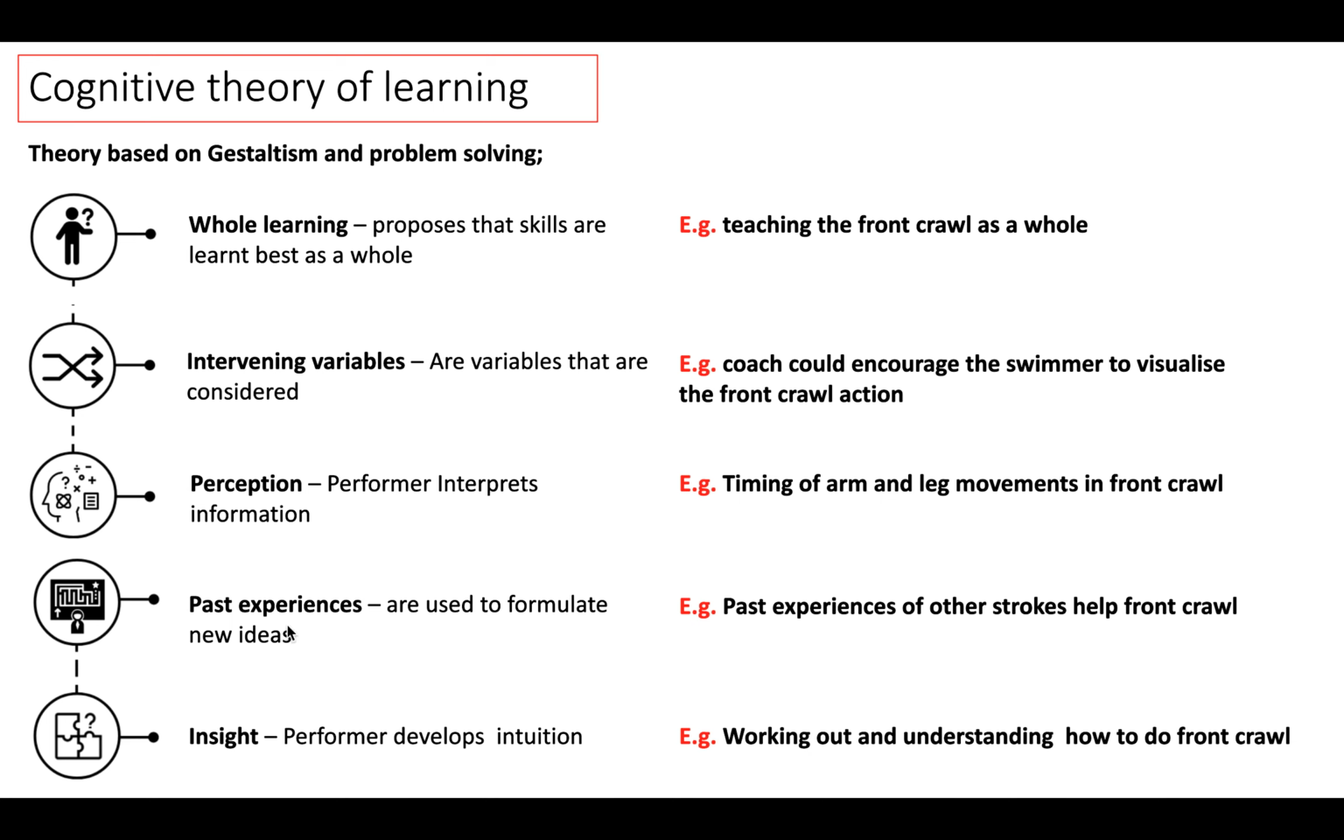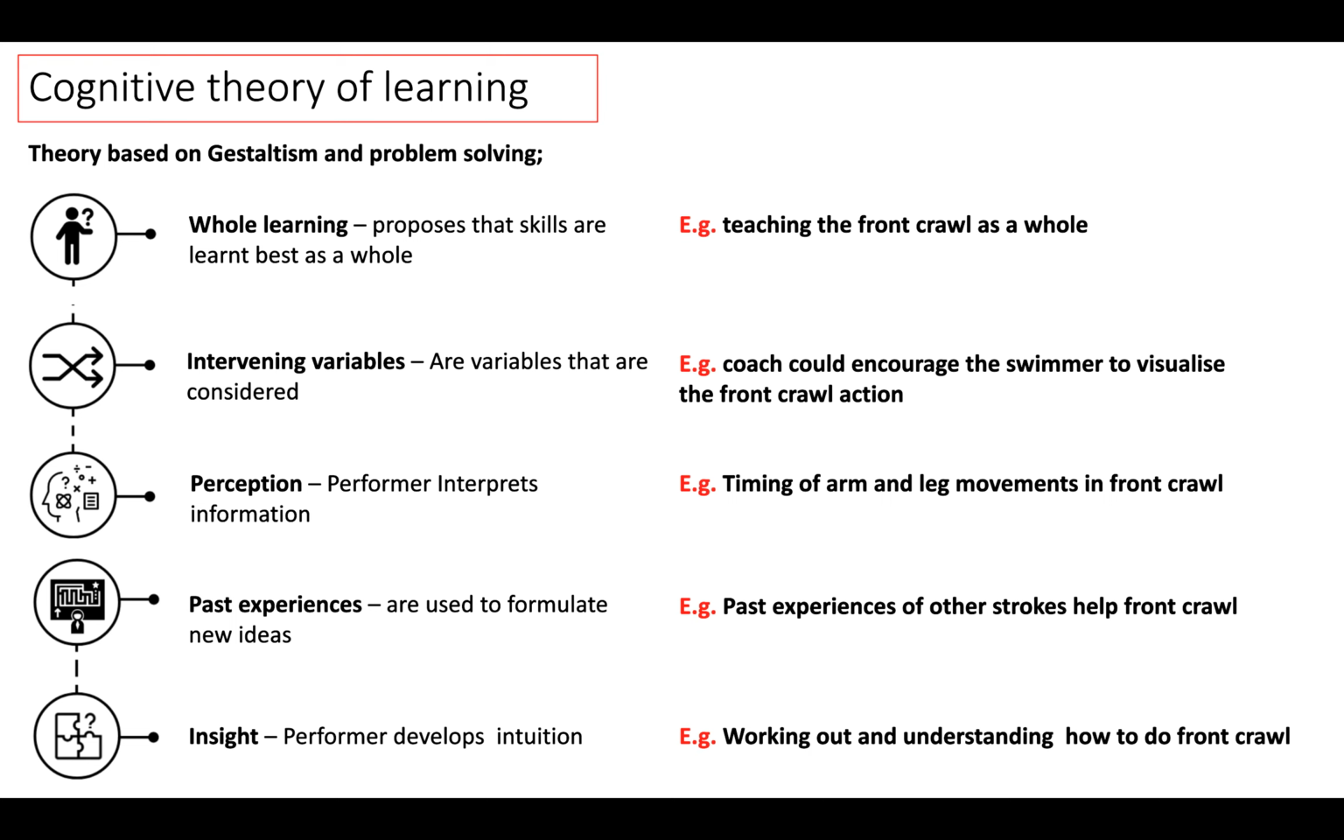Finally, we use past experiences to help us. So past experiences are used to formulate new ideas. So past experiences of other strokes in swimming will help with the front crawl swim. And then finally, we have insight. So the performer develops intuition. For example, working out and understanding how to do the front crawl successfully.